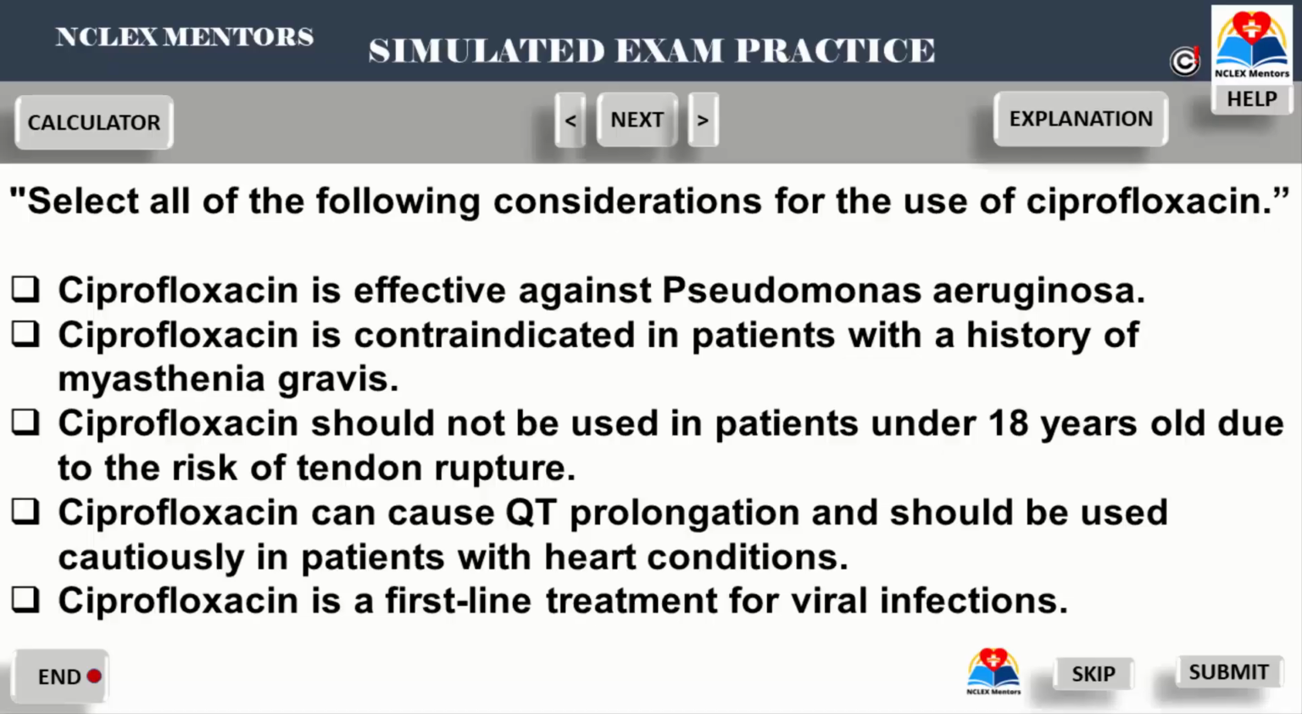Select all of the following considerations for the use of ciprofloxacin. Options. 1. Ciprofloxacin is effective against Pseudomonas aeruginosa. 2. Ciprofloxacin is contraindicated in patients with a history of myasthenia gravis. 3. Ciprofloxacin should not be used in patients under 18 years old due to risk of tendon rupture. 4. Ciprofloxacin can cause QT prolongation and should be used cautiously in patients with heart conditions. 5. Ciprofloxacin is a first-line treatment for viral infections.